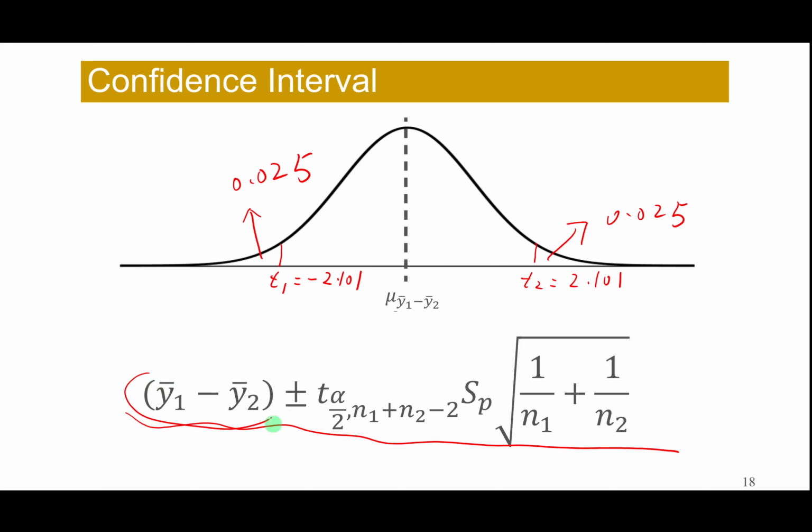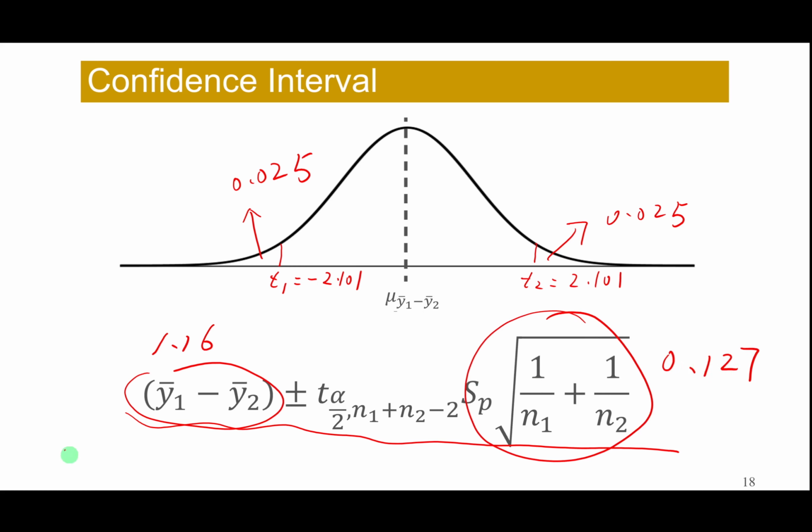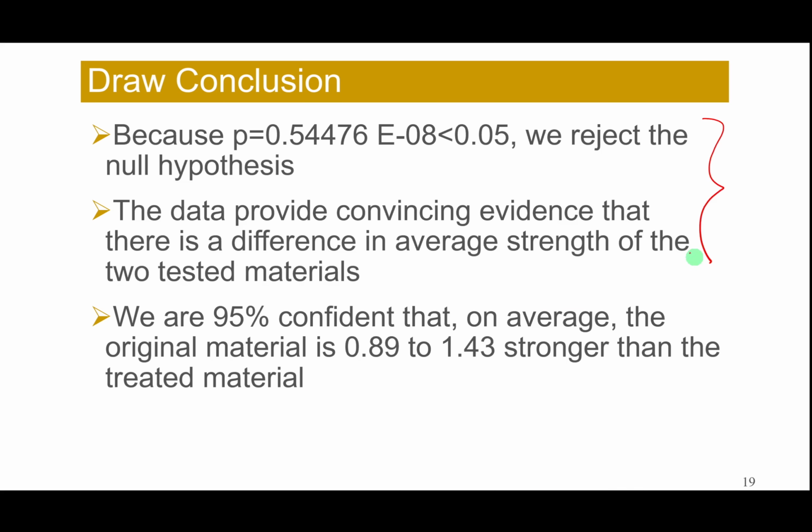In our example, this is 1.16 and this is 0.127. So the calculated 95% confidence interval is 1.16 plus or minus 2.101 times 0.127. And the result is 0.89 and 1.43. So in addition to the previous conclusion, we now can conclude that we are 95% confident that on average the original material is 0.89 to 1.43 stronger than the treated material.